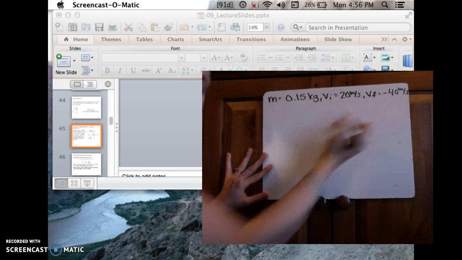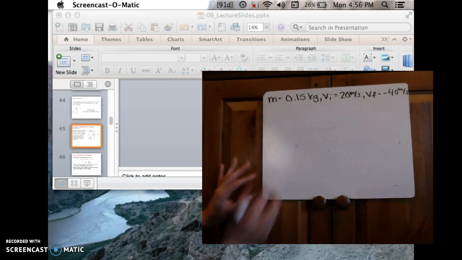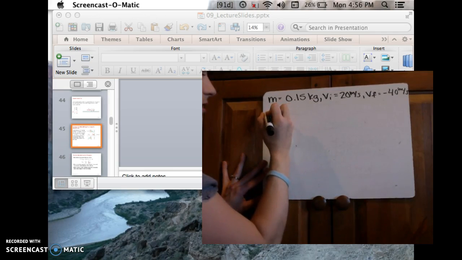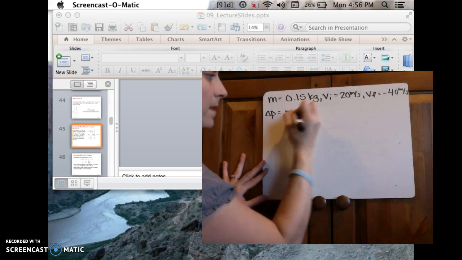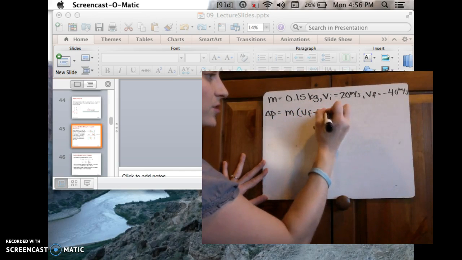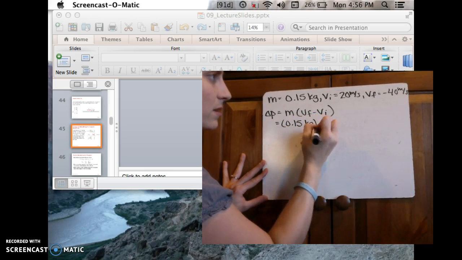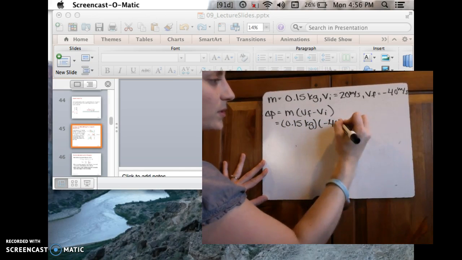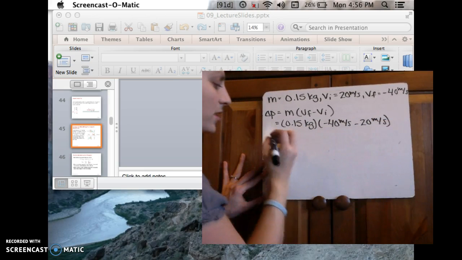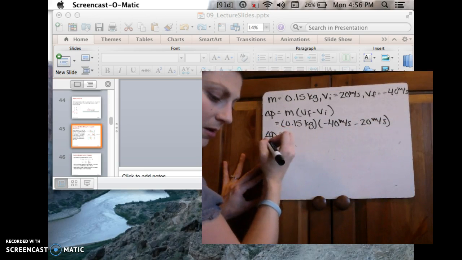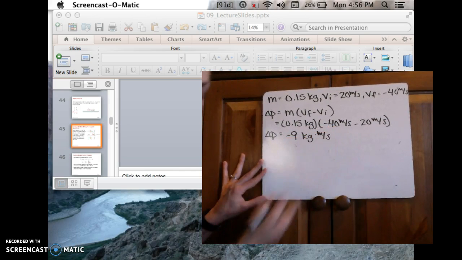Now, it doesn't matter which of these you make positive and which you make negative, as long as they have signs that are opposite to one another. Now, filling it into our impulse momentum equation, I have delta P equals m times v final minus v initial, which is equal to 0.15 kilograms times negative 40 meters per second minus 20 meters per second. So I find a change in momentum of negative 9 kilograms times meters per second.